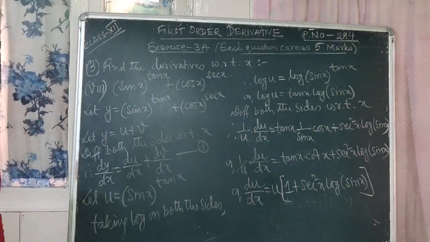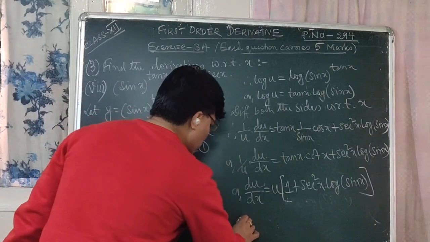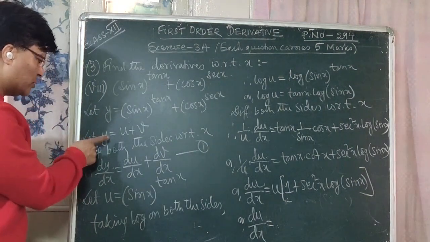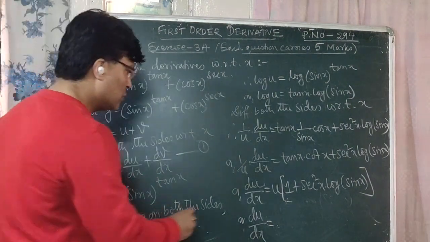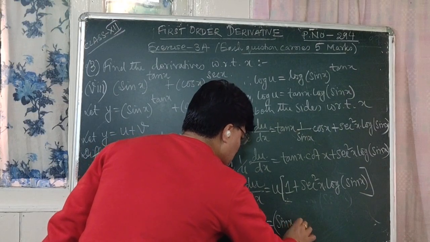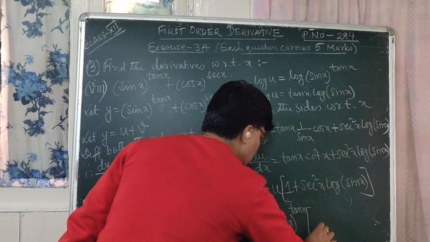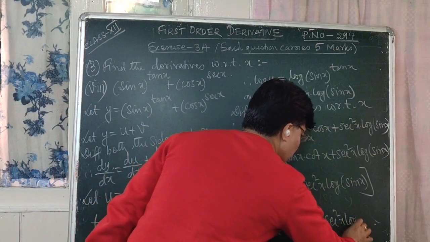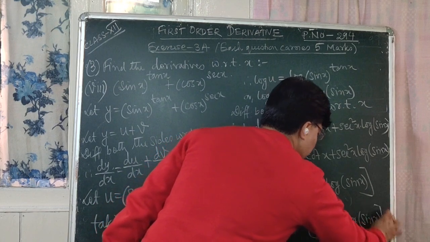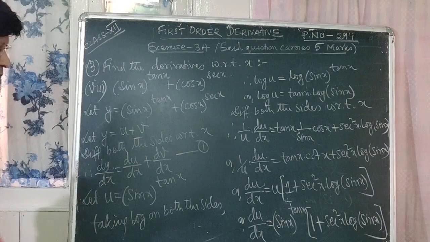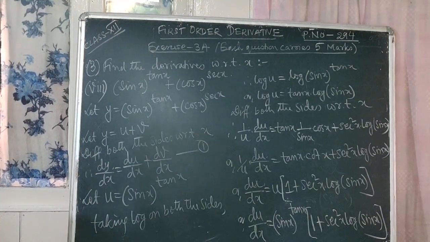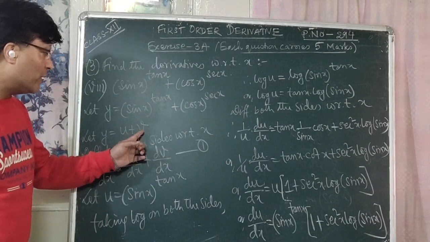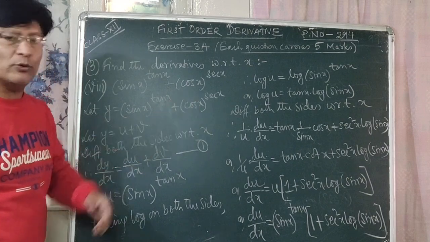Third bracket is closed. Now we have to put the value for u. Du by dx is equal to, what was the value for u? U is equal to sin x whole to the power tan x. So let us write here sin x whole to the power tan x, and within third bracket 1 plus sec square x into log of sin x. Third bracket is closed. So this is the value for du by dx. Now let us find out the value for dv by dx. And here we have assumed v is equal to cos x whole to the power sec x.